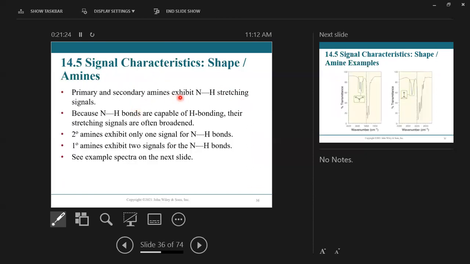Primary and secondary amines exhibit NH stretching signals. Remember, there's 3 types of hydrogen bonding. You can have NH, OH, and FH. Because NH bonds are capable of hydrogen bonding, their stretching signals are often broadened. Secondary amines exhibit only 1 signal for NH bonds, while primary amines exhibit 2 signals. They're going to give us some example spectra on the next slide, but I'll leave this up here in case you're taking notes.